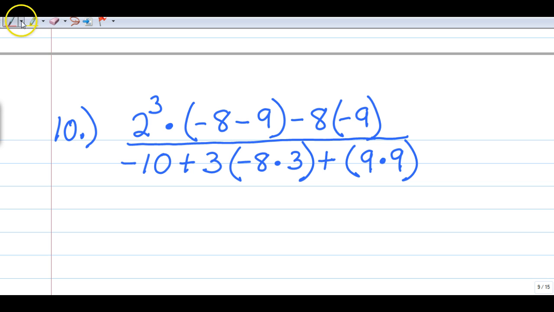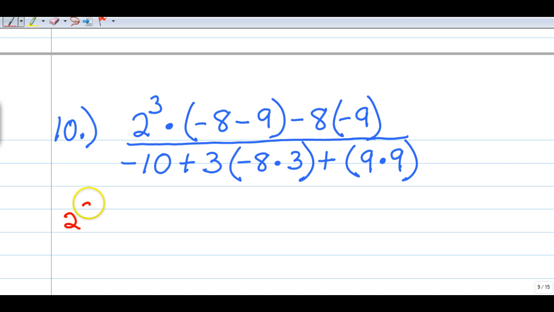All right, question number 10. We have 2/3 times the difference of a negative 8 and 9 minus 8 times negative 9, over a negative 10 plus 3 times a negative 8 times 3 plus a 9 times 9. We're going to treat this problem as two individual sections. We're going to take the numerator's position first, work it down, then we'll return and complete the denominator's position. Once we have answers for both the top and bottom, or numerator and denominator, we'll return the answers to the original form and solve from there.